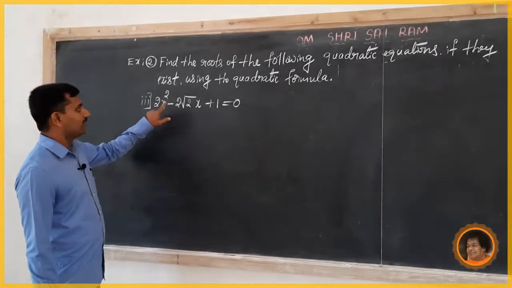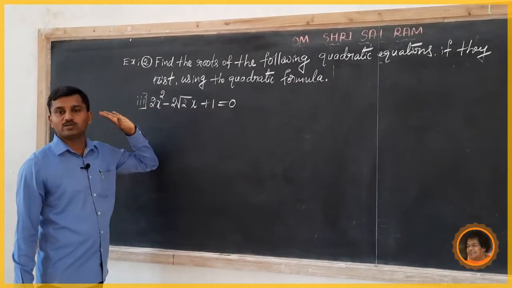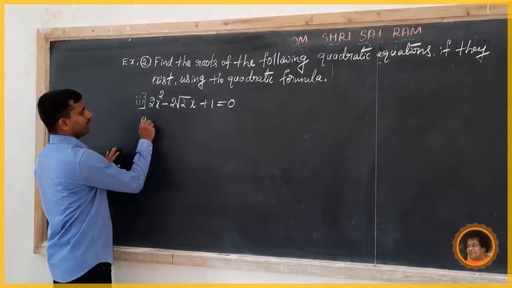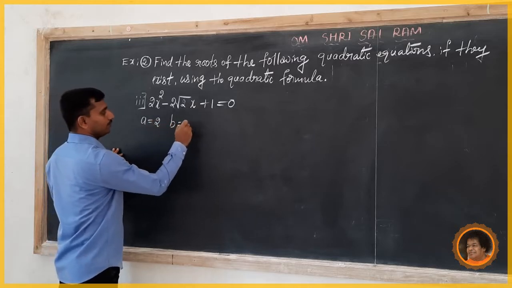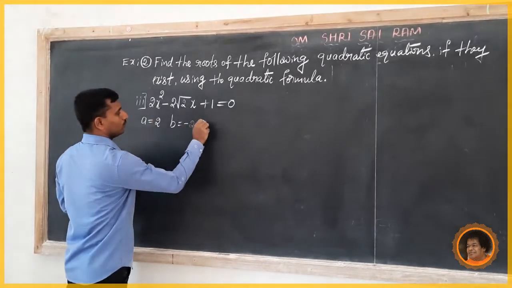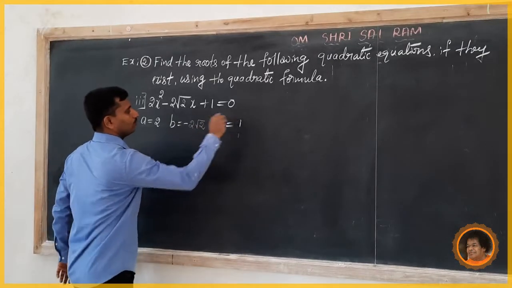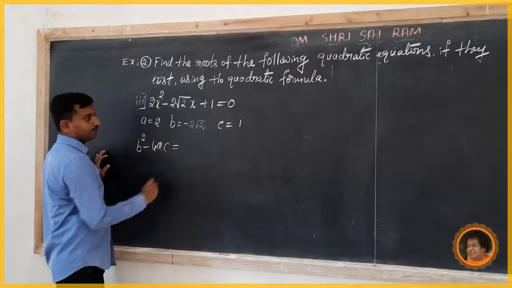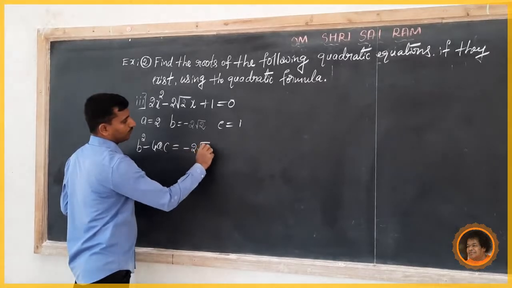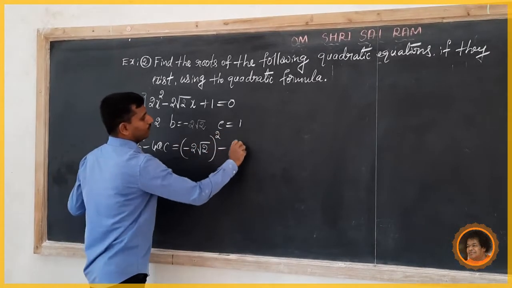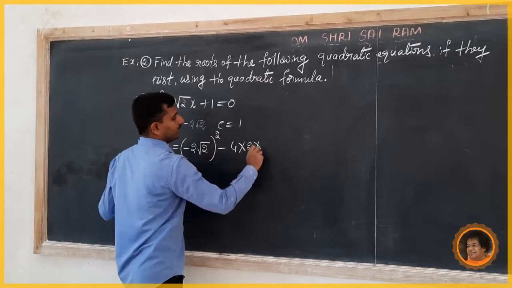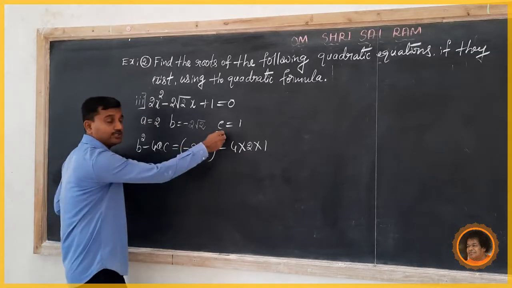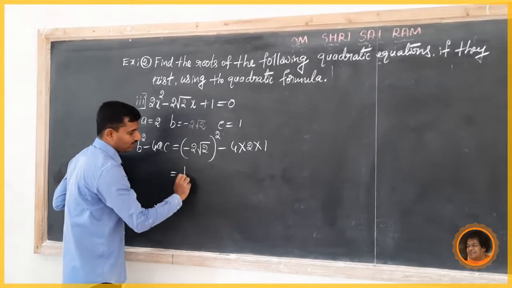So next question, 2x square minus 2 into root 2 x plus 1 equal to 0. So this is in the form of ax square plus bx plus c equal to 0. What is the value of a? a equal to 2, b equal to minus 2 root 2 and c equal to 1. First find the value of b square minus 4ac. So b square means minus 2 root 2 whole square, minus 4 into a value 2 into c value 1. So minus 2 root 2 whole square, minus into minus, that is plus, 2 square means 4 into root 2 whole square.